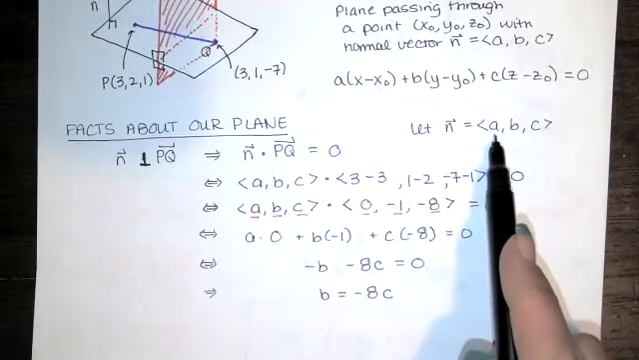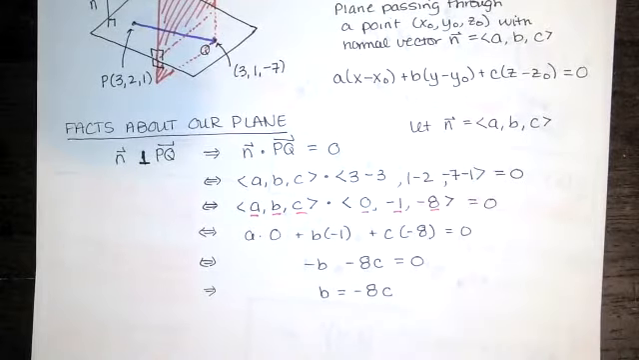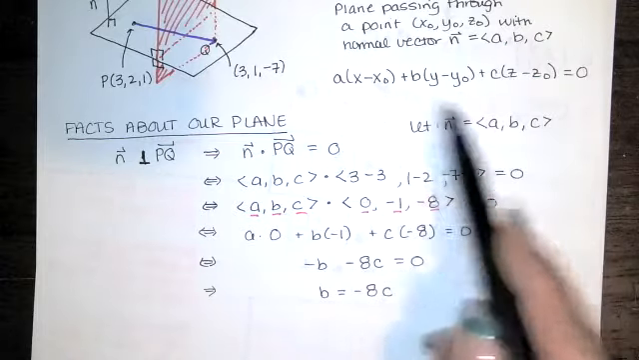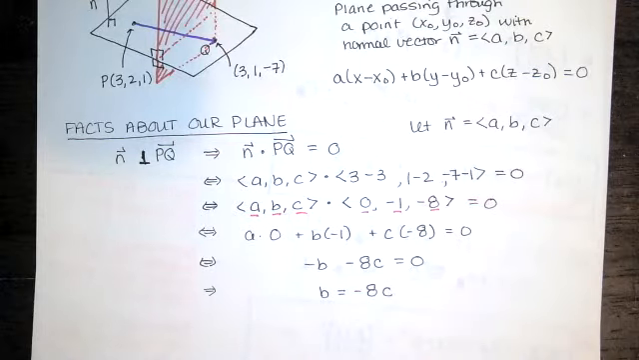But I still need to be able to find this component A. I need to be able to find the X component of my normal vector so that I can do this. Let's think about other facts that we know.